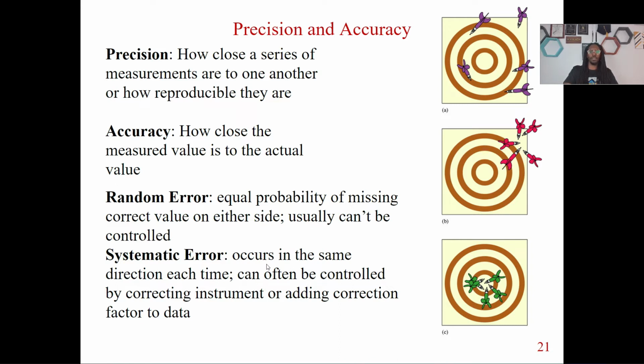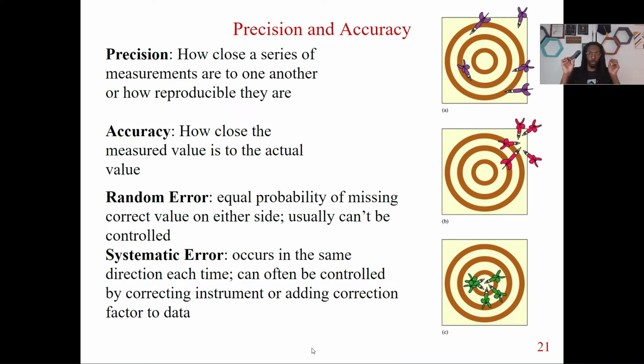Systematic error is a little bit different. This is going to occur in the same direction each time, and it is often controlled by correcting an instrument or adding a correction factor to the data. For instance, if I'm weighing something and I know that this eraser is supposed to weigh 10 grams, but my instrument consistently gives me 5 or 6 grams, this lets me know that I have a systematic error with this instrument.